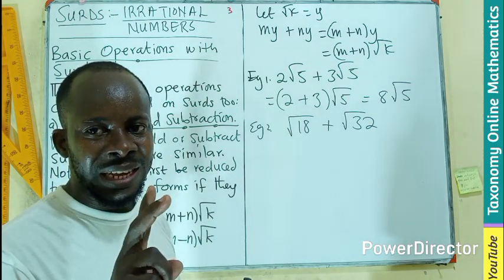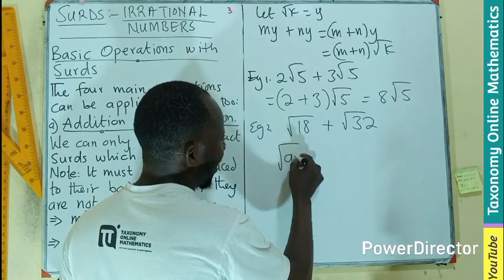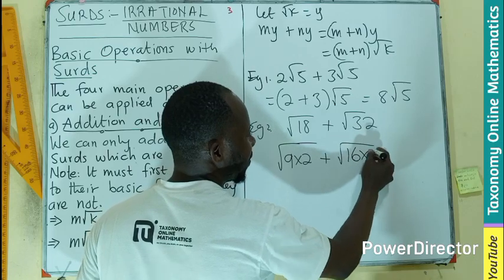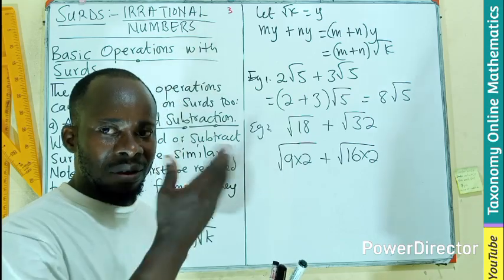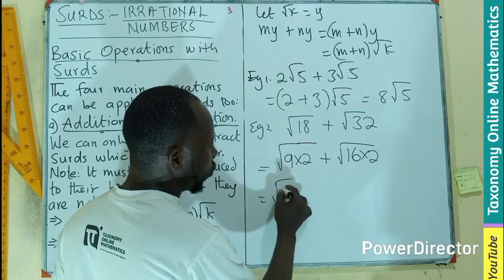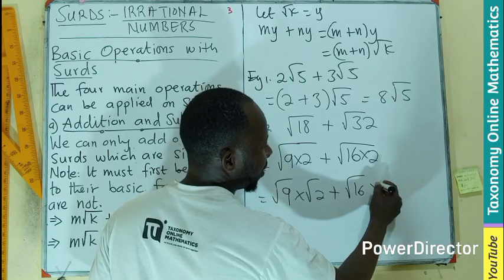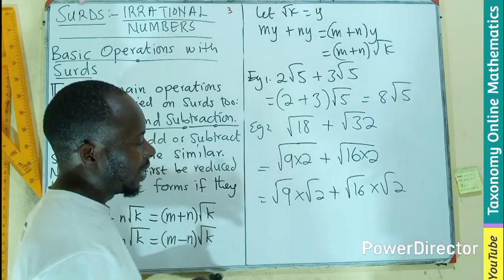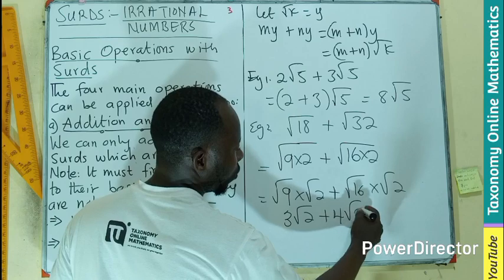So 2 dividing 18 is 9. And 9 is what? A perfect square. So I can rewrite this as 9 times 2. 2 dividing 32 is 16. 16 times 2 is what? 32. And 16 is a perfect square. We've done this in the second episode. So we apply this to be root of 9 times root of 2, root of 16 times root of 2. Remember what we did in the second episode? The root of the perfect square, giving us 3 root 2 and 4 root 2.